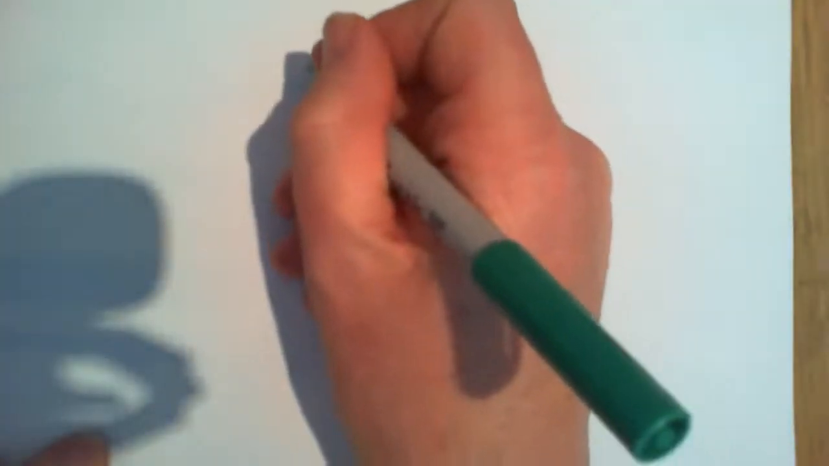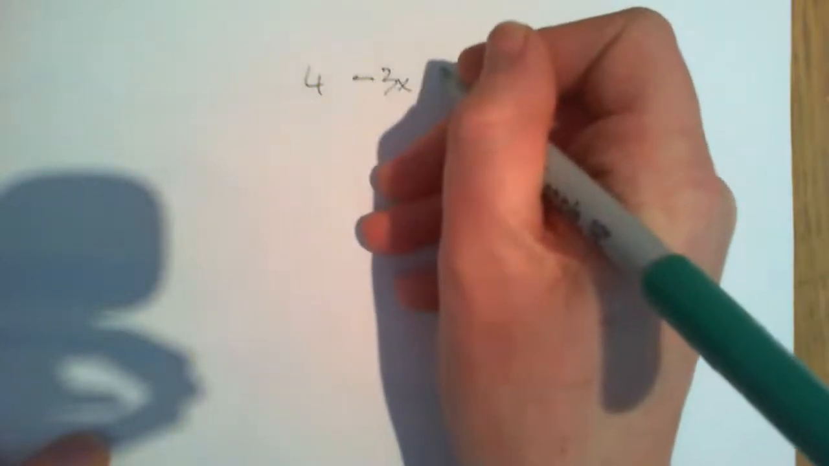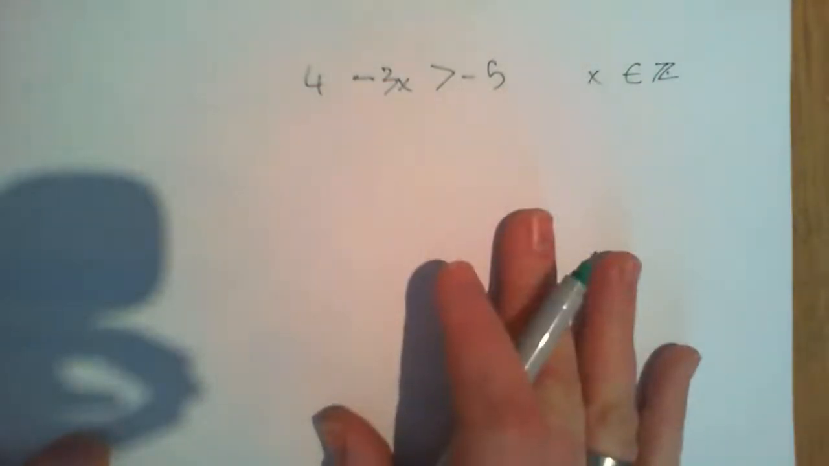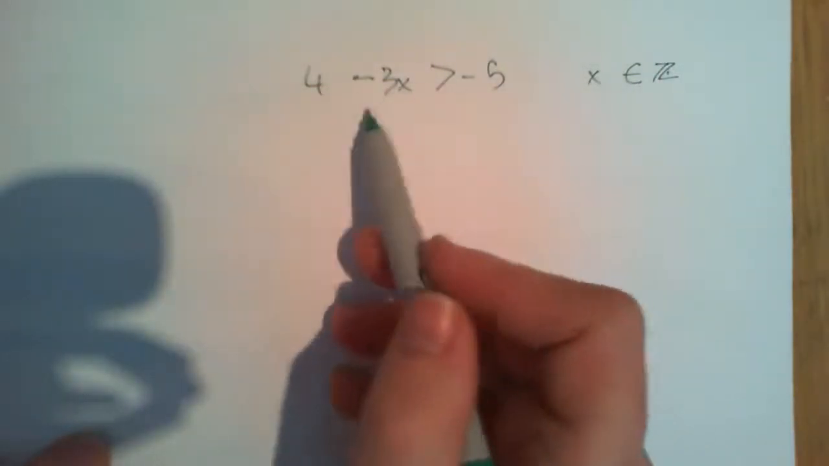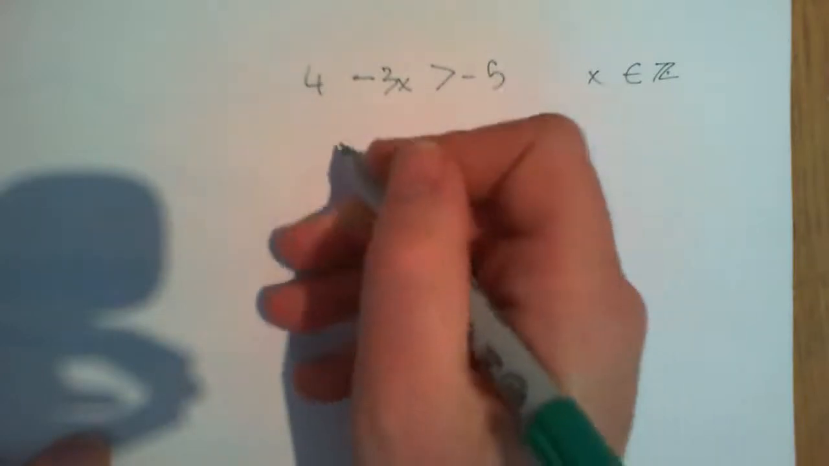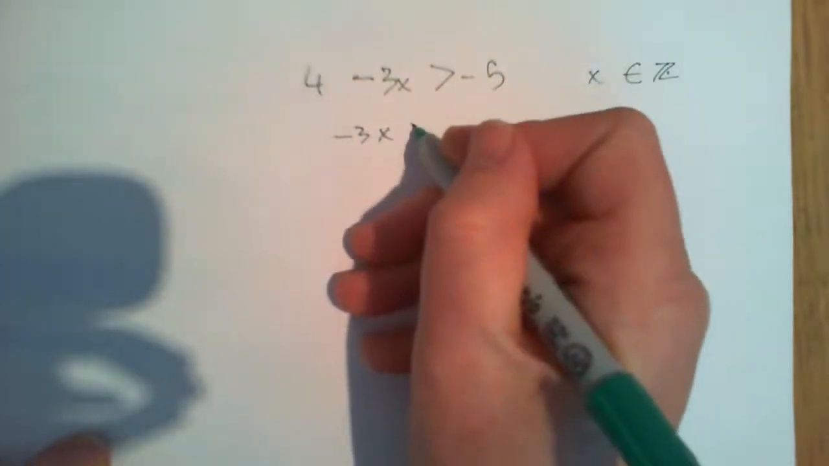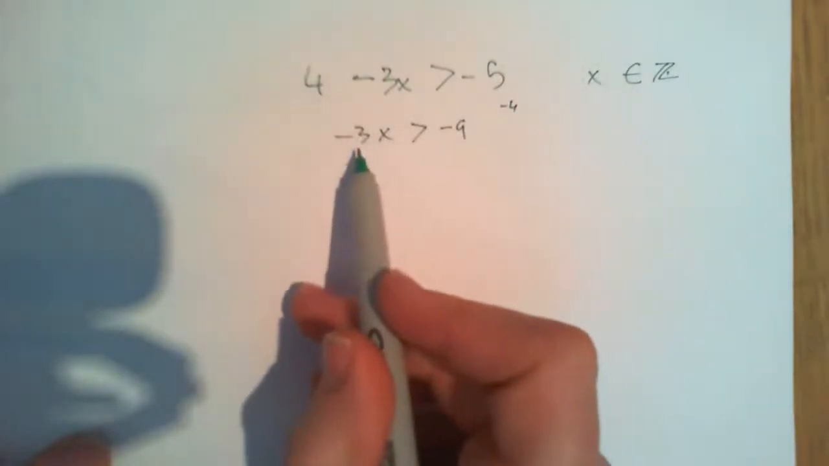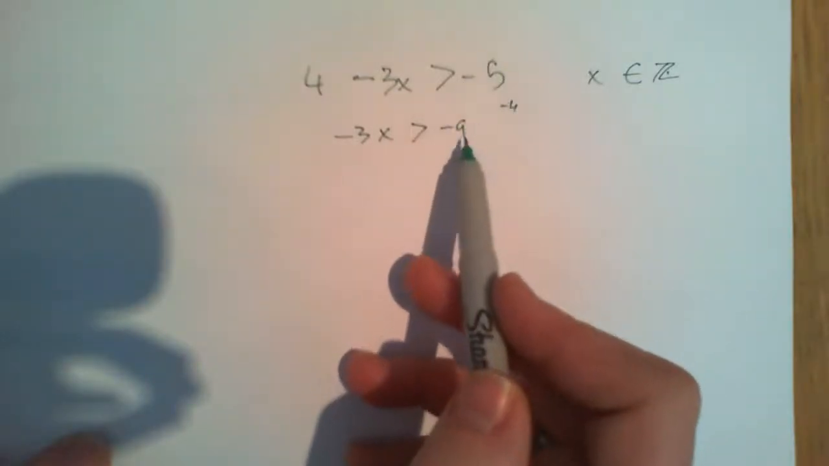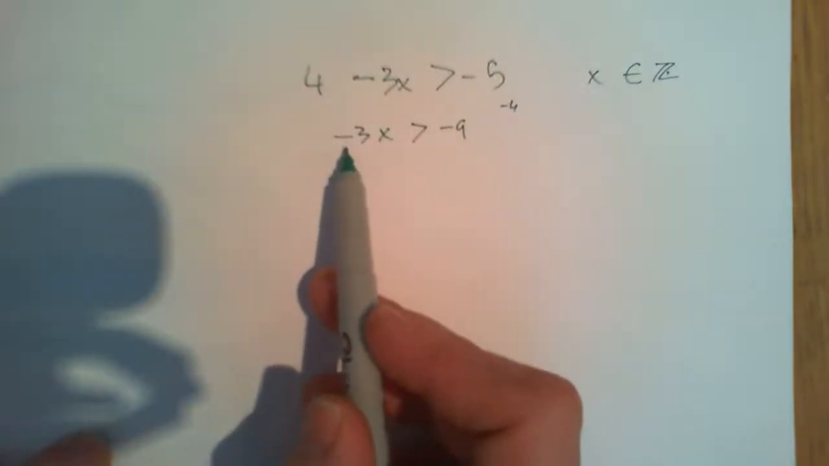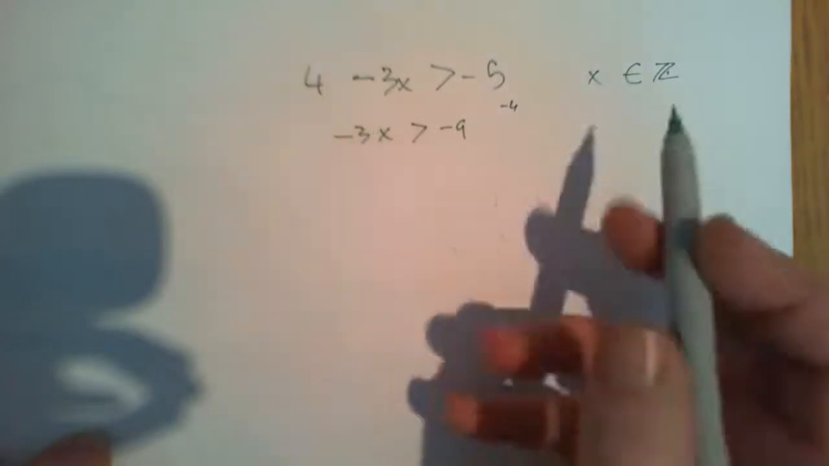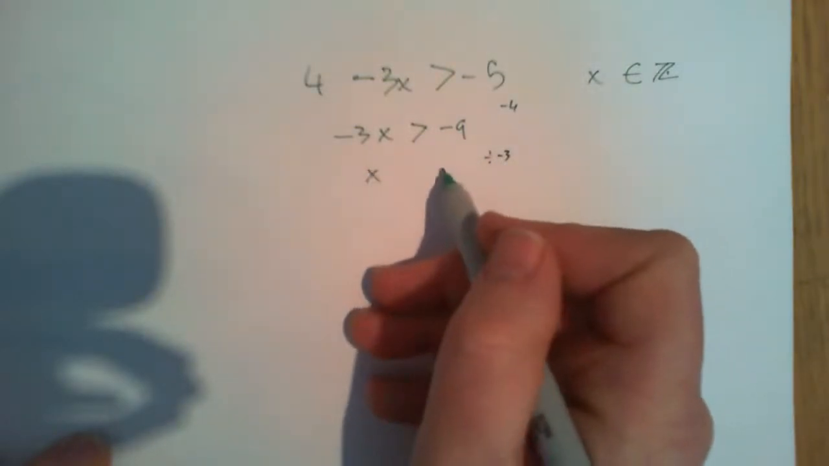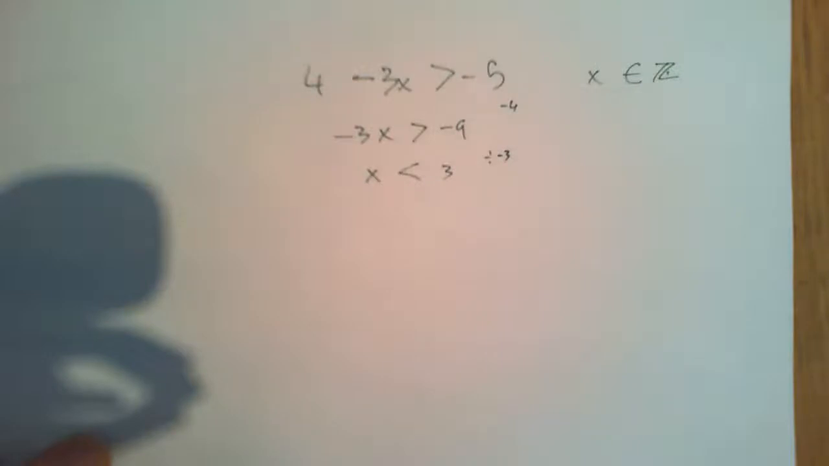So have a look at this one. 4 minus 3x greater than minus 5, and x an element of the integers, so we need to draw it. Okay, so we'll do first things first. Let's try and get the x on its own. I'm going to take away 4 from both sides. So that's minus 3x. If I take away 4 from 4, it's 0. If I take away 4 from minus 5, I get minus 9. Now, I'm going to have to divide both sides by negative 3 to get rid of this one. But because I'm dividing both sides by a negative, this switches around.